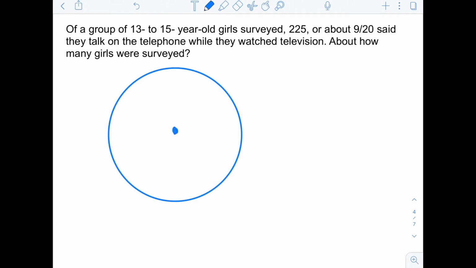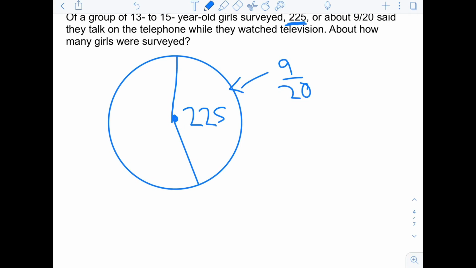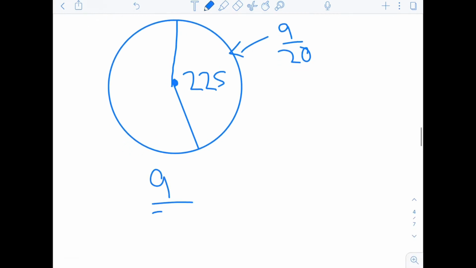So something like this-ish, roughly. So 9/20ths, or 225 of them. So this represents 9/20ths. And 9/20ths of the entire population is 225 girls. So let's write an equation using this. 9/20ths of all the girls surveyed, so 9/20ths G, is 225.